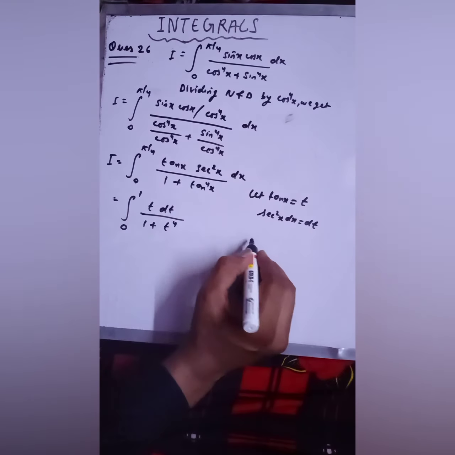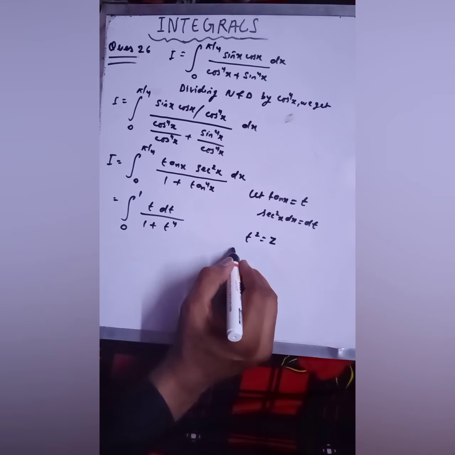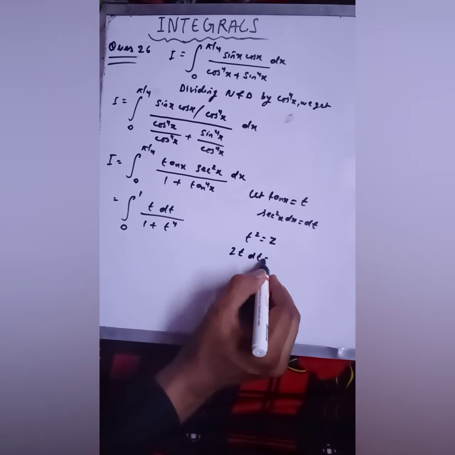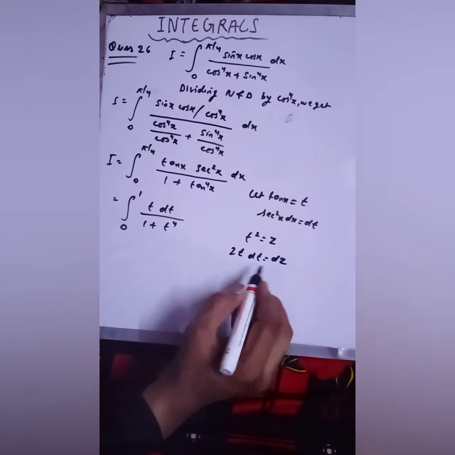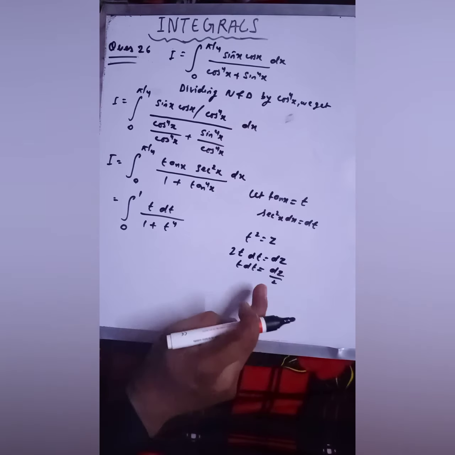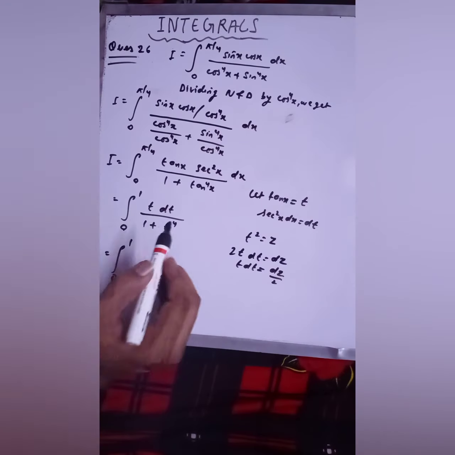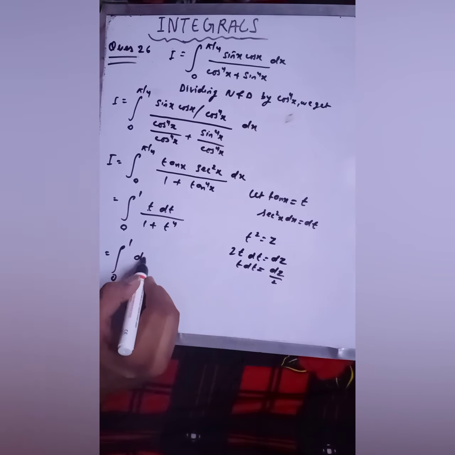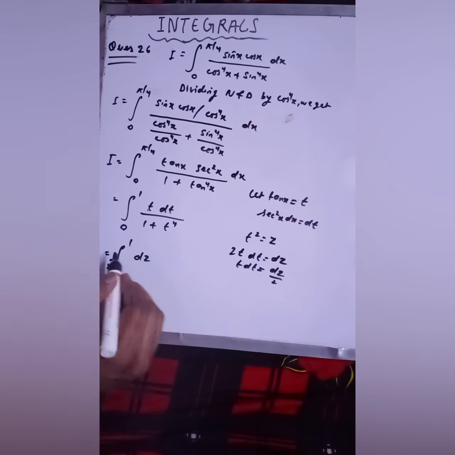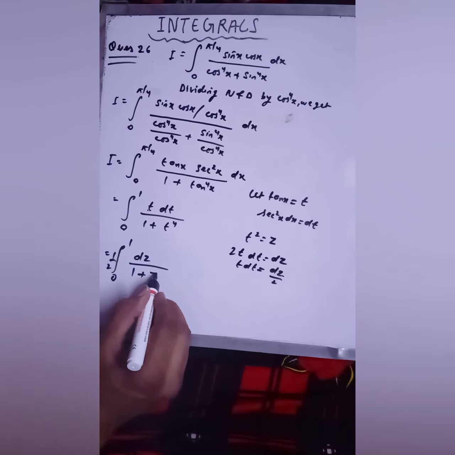Got it? Now we assume that t square is equal to z. Differentiating again, you will get 2t dt equal to dz. So t dt is equal to dz by 2. Put this value here and change the limits also. When you put 0 here, you will get 0. When you put 1 here, the limit will remain the same. t dt would be dz by 2, so I am writing 1 by 2 outside. This will be dz over 1 plus z square.